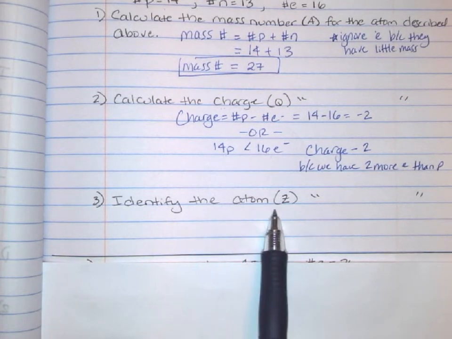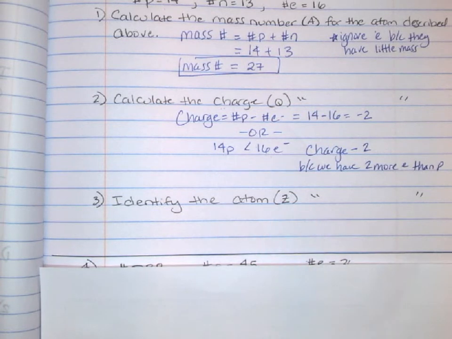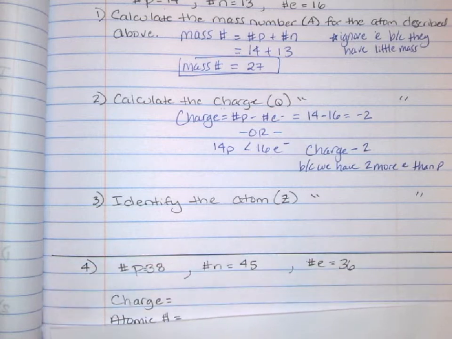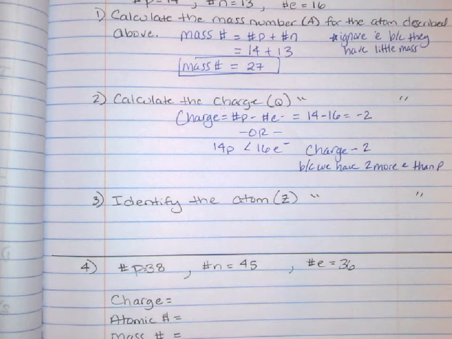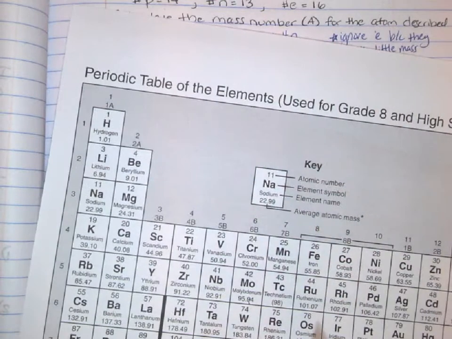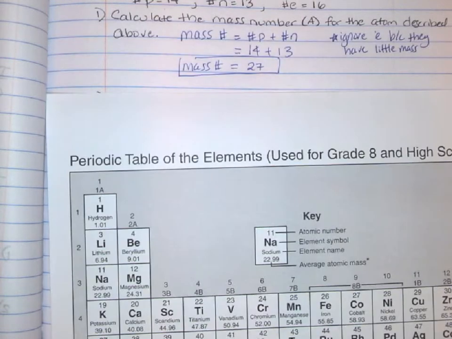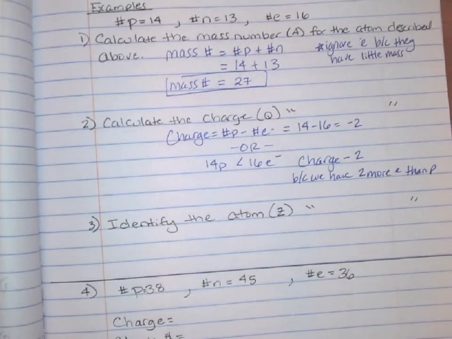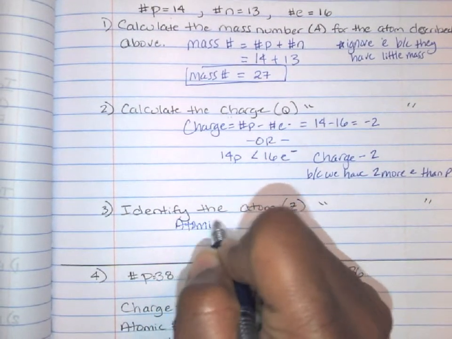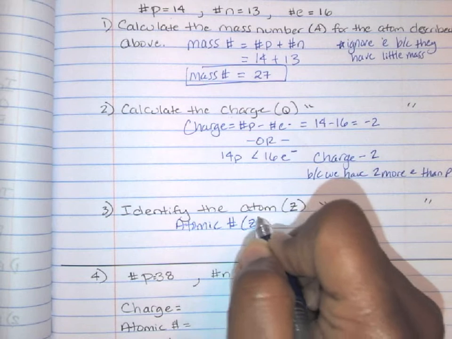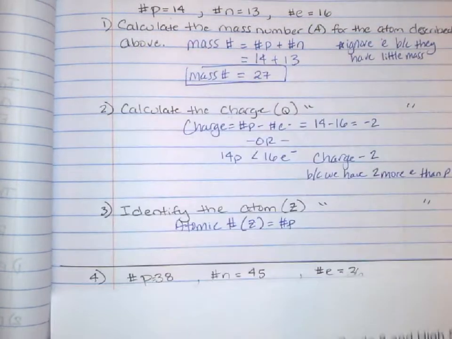Now to identify the atom, notice I have the symbol here for the atomic number is Z. The reason why that's important is because the atomic number is how we identify the atom. Remember that for each atom or element you find in the periodic table, its atomic number is unique to it. So we first need to find the number of protons, because remember the atomic number Z is equal to the number of protons. And so in this case, it's 14 protons, right?